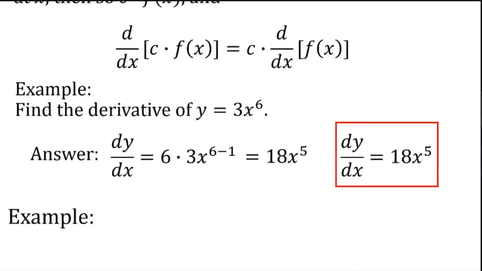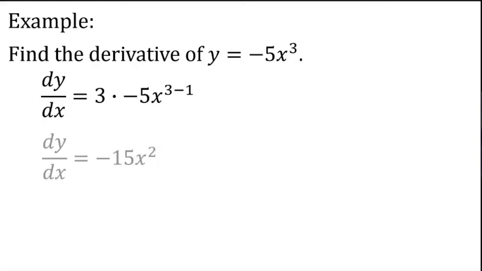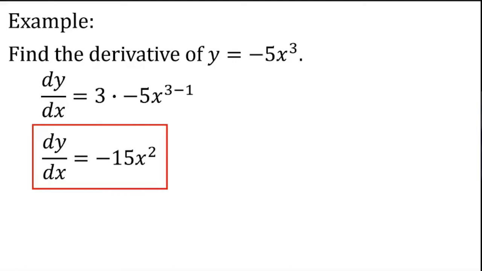Next, find the derivative of y equals negative 5x cubed. So dy over dx equals 3 times negative 5x raised to 3 minus 1. So 3 times negative 5 is negative 15. 3 minus 1 is 2. So this will become dy over dx equals negative 15x squared. Okay.